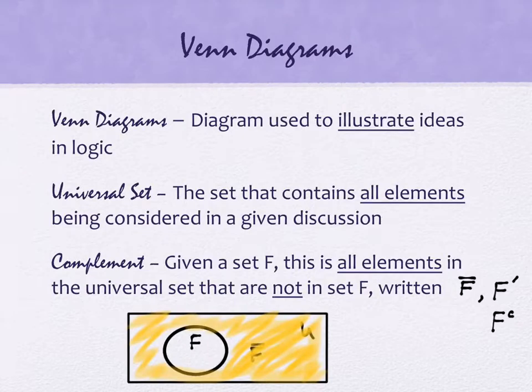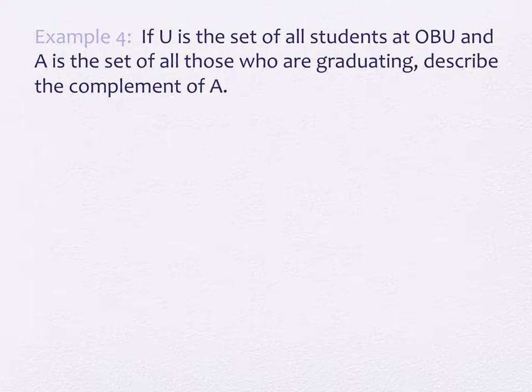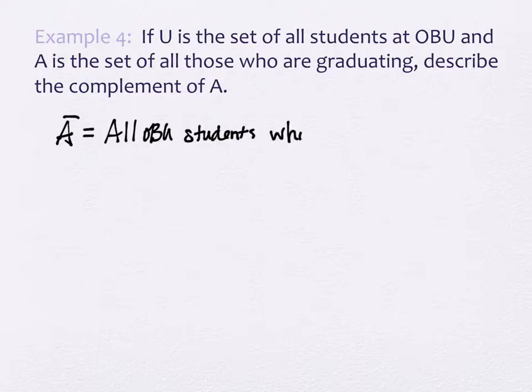So, we're going to do an example now with words. U is the universal set. It's the set of all students at OBU. And A is the set of those who are graduating. So what then would we describe as the complement of A? All the students that are not graduating. Yeah, all the students at OBU who are not graduating, right? That's who this would be. So we'll write that down. A complement is all OBU students who are not graduating.